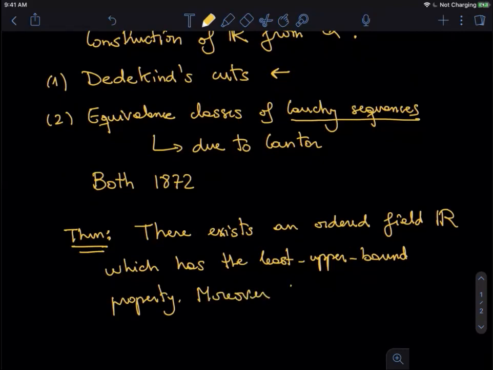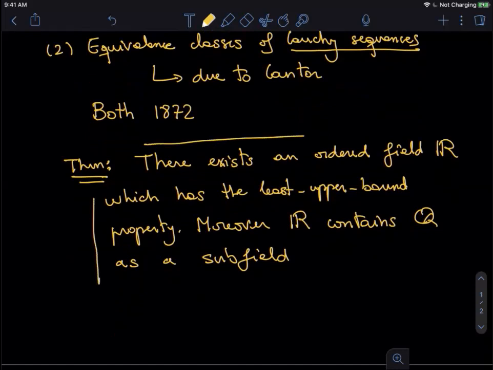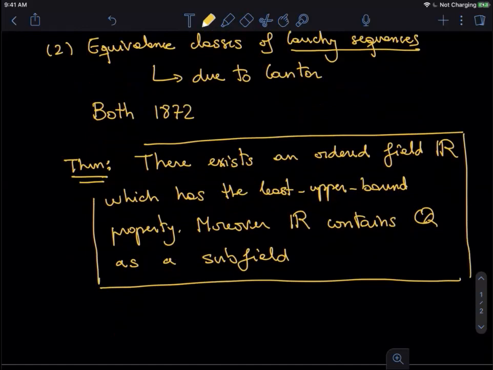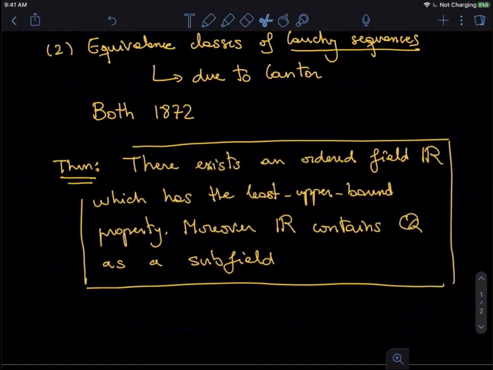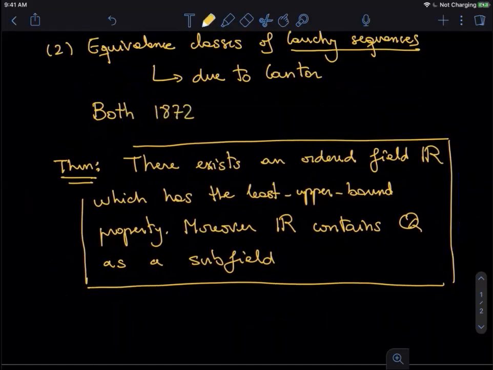Moreover, R contains Q, the rational numbers, as a subfield. Okay, so in this way we can close the question. With this we know that there is an ordered field that has the properties that we desire. It contains the rationals, it's an ordered field, and it has the least upper bound property. Okay.